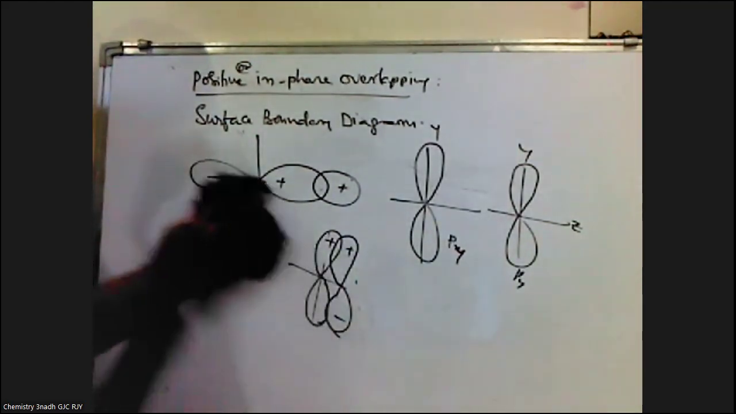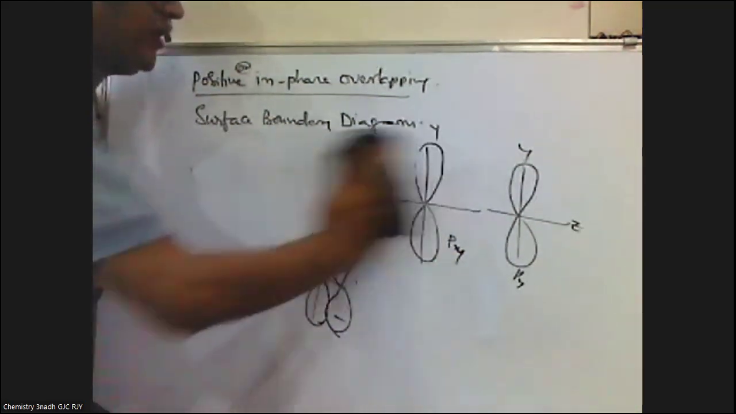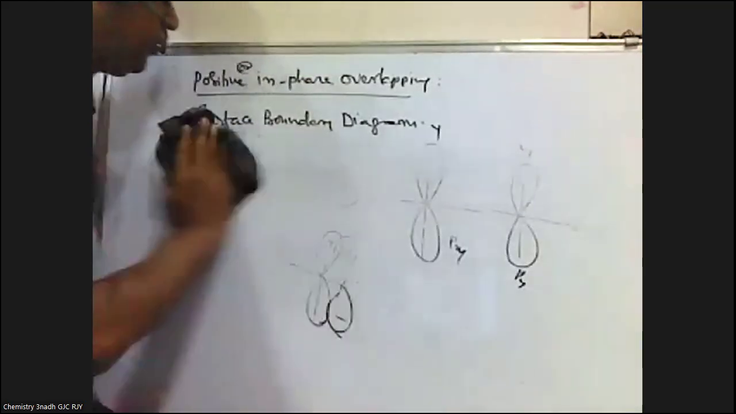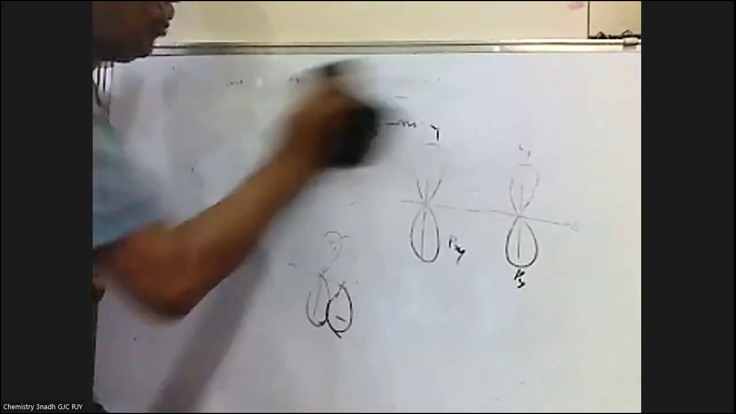Then let me show surface boundary diagrams for negative or out of phase overlap.